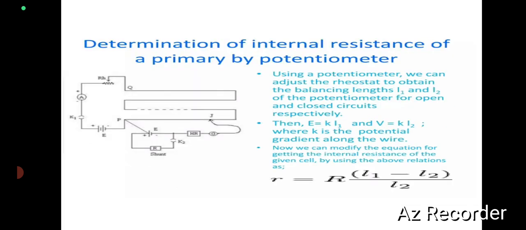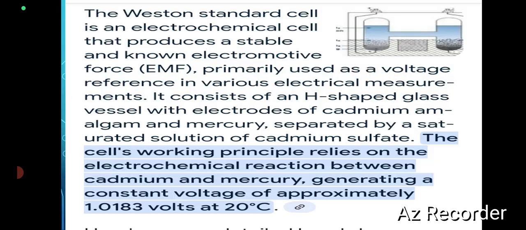Determination of internal resistance of a primary cell by potentiometer. Using a potentiometer, we can adjust the rheostat to obtain the balancing lengths L1 and L2 of the potentiometer for open and closed circuits respectively. Then E is equal to K into L1 and V is equal to K L2, where K is the potential gradient along the wire. Now we can modify the equation for getting the internal resistance of the given cell by using the above relations as r is equal to R into (L1 minus L2) divided by L2.